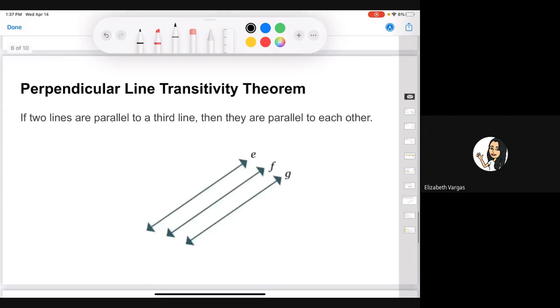We also have the parallel transversal theorem. This basically just says if two lines are parallel to a third line, then they are parallel to each other. So if E and F are parallel to each other, and G and E are parallel to each other, then what that tells me is that F and G must be parallel to each other. So if two lines are parallel to the same line, then those two lines must also be parallel to each other. So if E is parallel to F and G is parallel to F, then E and G must be parallel to one another. Okay, any questions here?